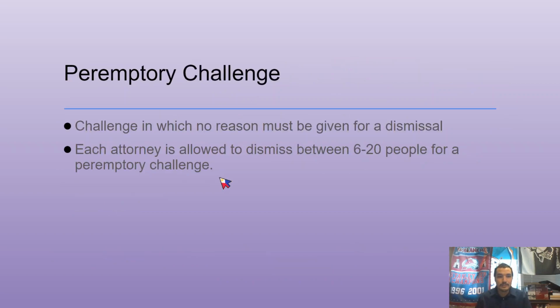One of those types is called a peremptory challenge. A peremptory challenge, as we said in class, is when you do not need a reason for dismissing someone. You just don't like how they look, or some other reason, you can dismiss a certain amount of people. And in North Carolina, that's 7.